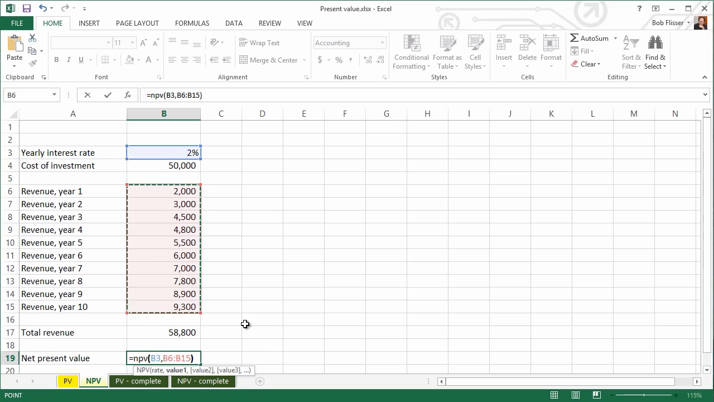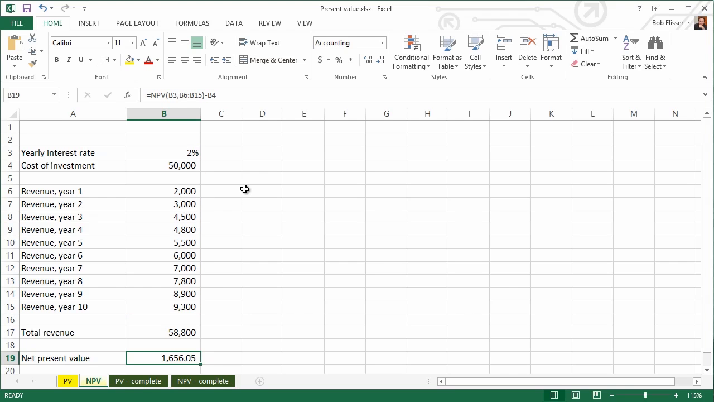Okay, so let's close the parenthesis. Don't enter just yet because we have that initial cost. Now this initial cost here is positive, so I'm going to say minus that 50,000. And that's it. Let's enter it. And we can see that the net present value is $1,656.